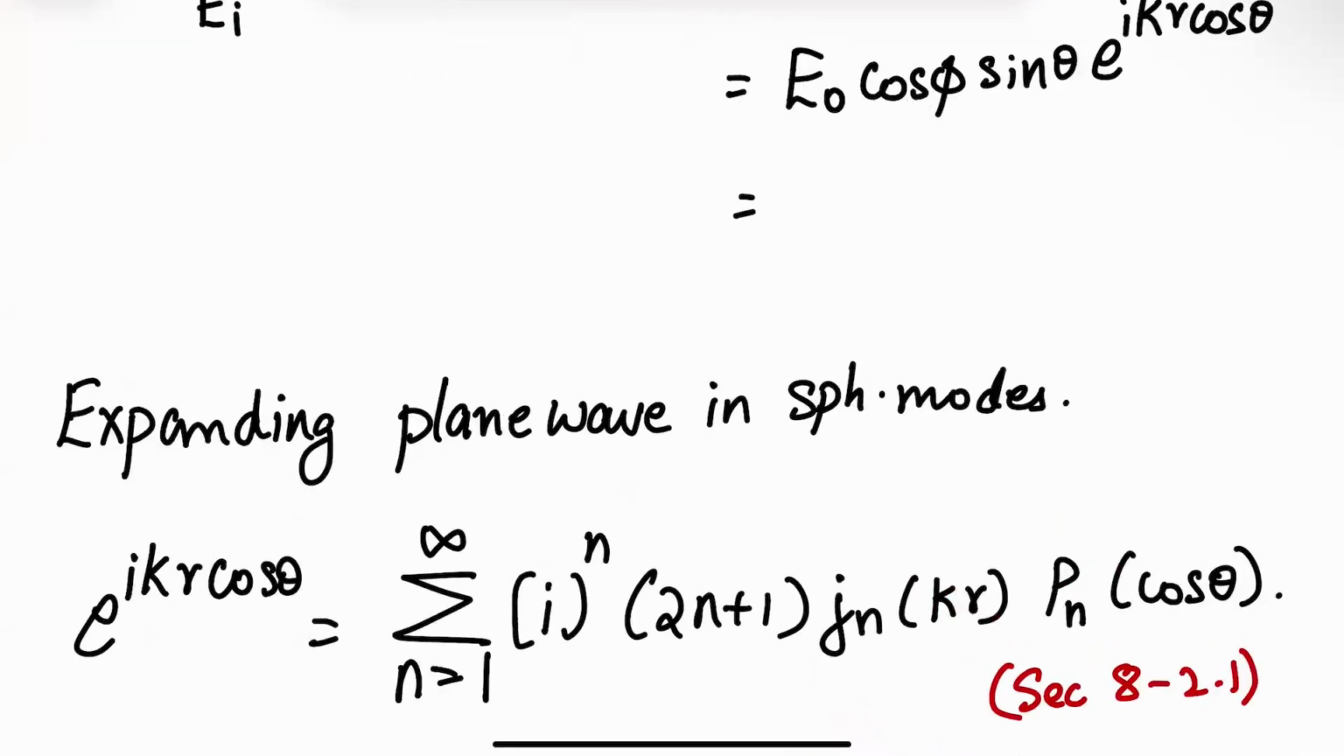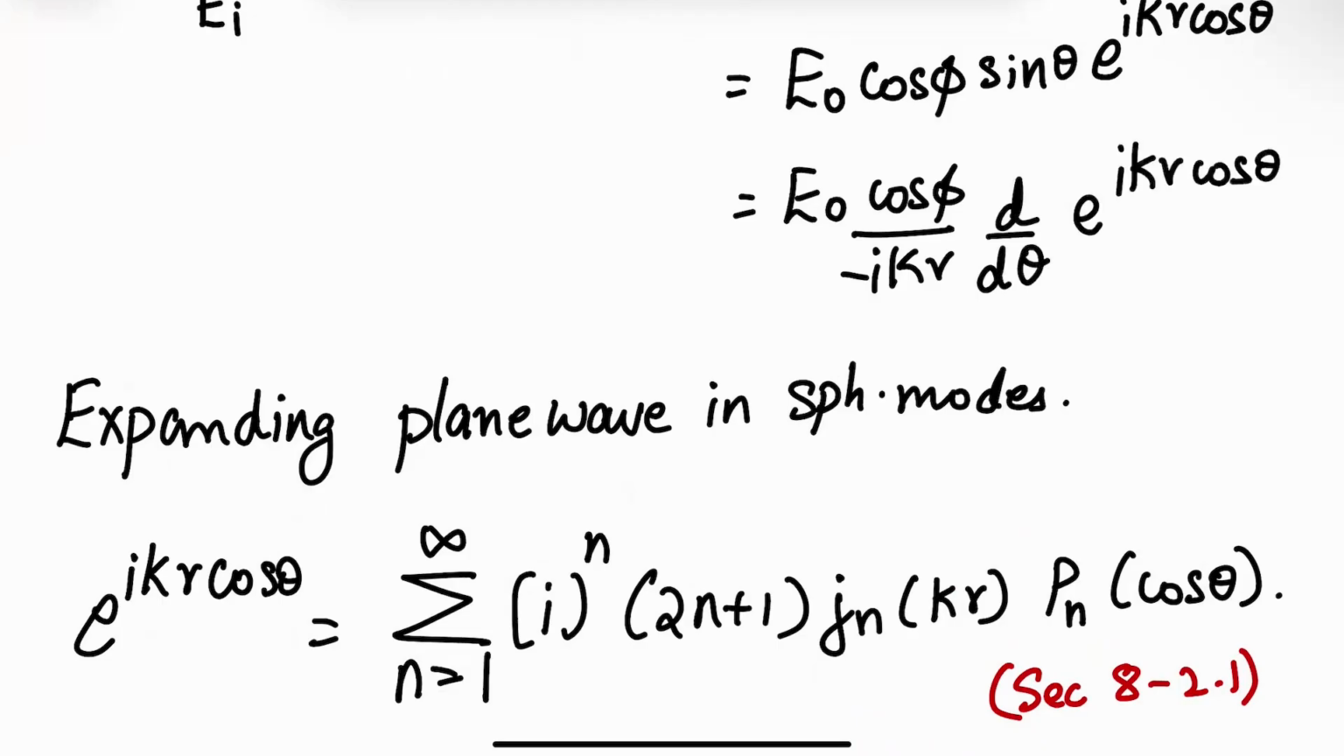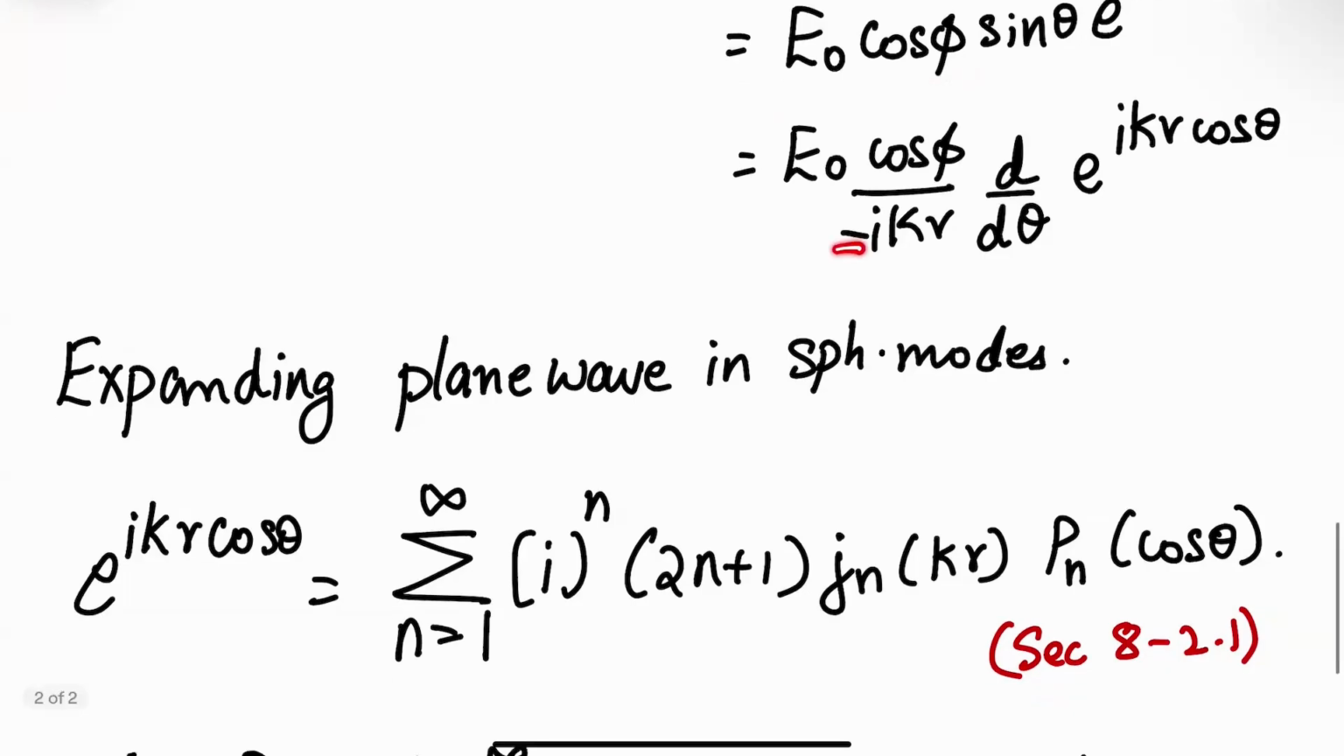And we can rewrite this as E naught cosine phi over minus ikr d over d theta e to the ikr cosine theta. Right? Because when I take the derivative of this thing, ikr comes down, and then you do chain rule and get sine theta, and you have to divide by this so that you get back to this expression. Because cosine theta becomes minus sine theta as well. So that's why you have the minus sign.